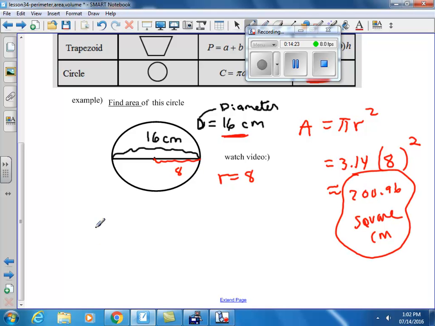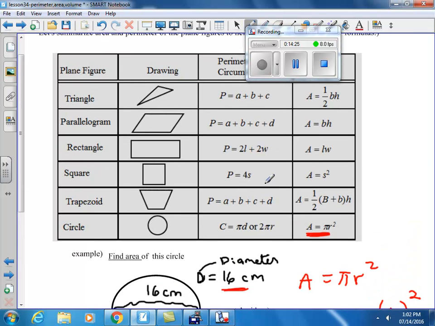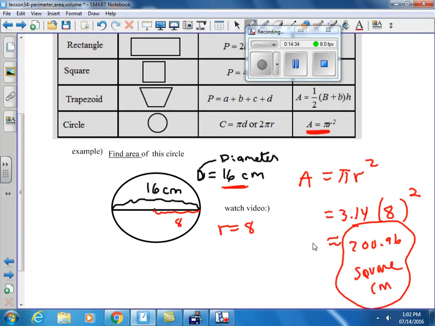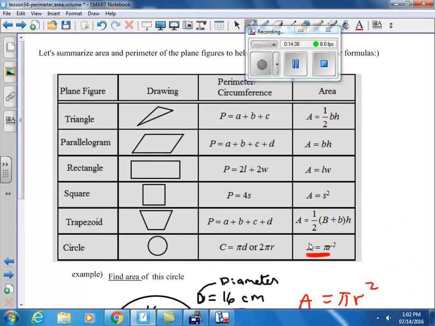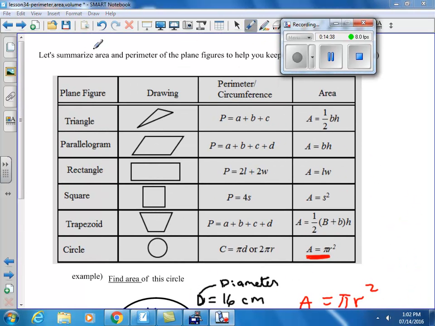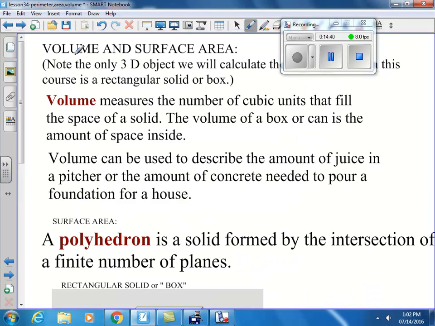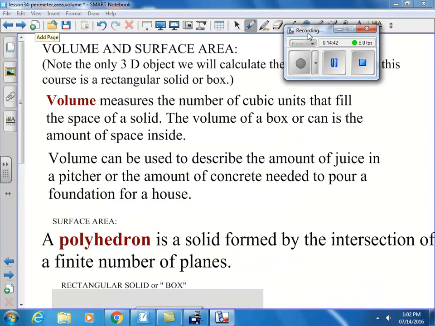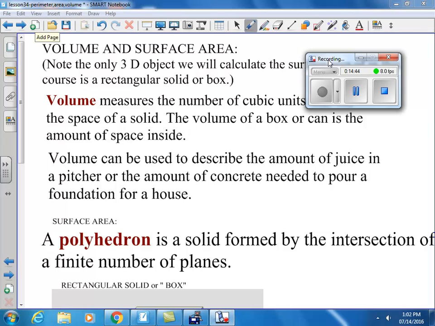All right, so now we've had lots of practice with retrieving formulas. In fact, a lot of people tell me that they like this part of geometry because as long as you know the formula, you plug and chug everything into the right location, you got it. Okay, let's see if we have any more slides. Yes, we do. Volume and surface area.